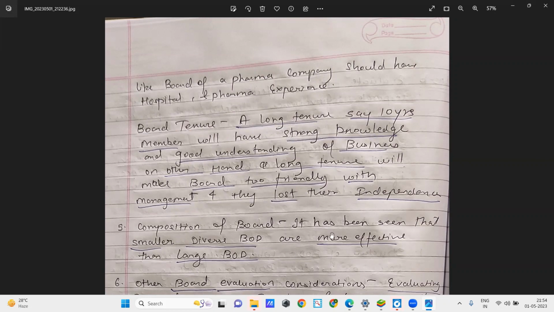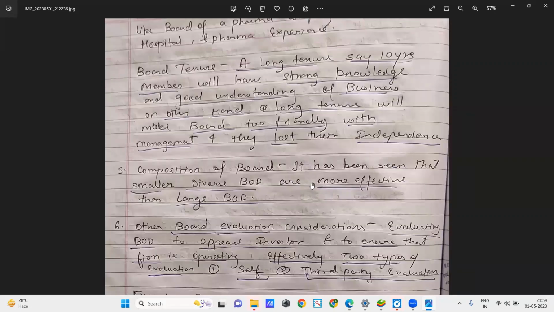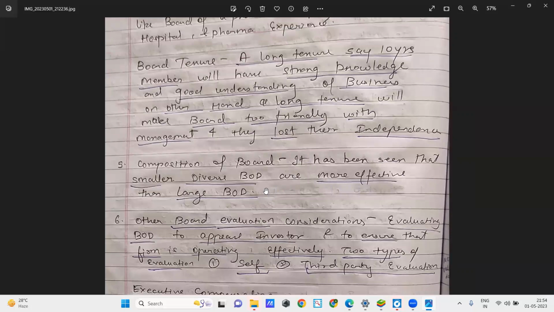The fifth one is the composition of the board. It has been seen that smaller, diverse boards of directors are more efficient than large boards of directors.